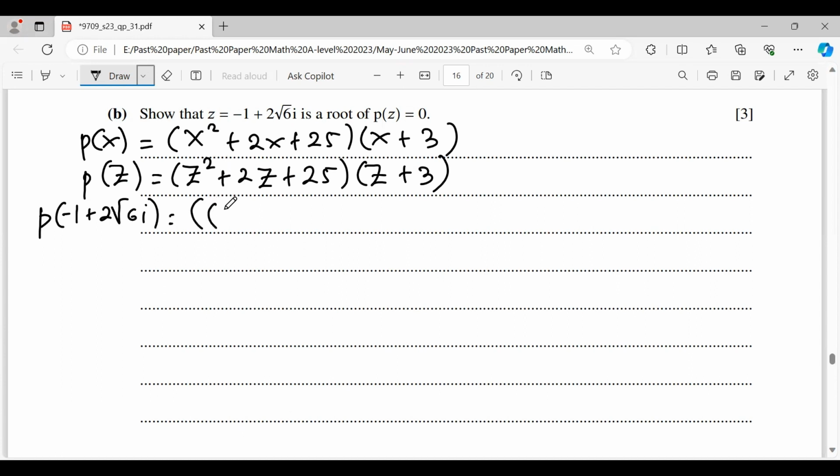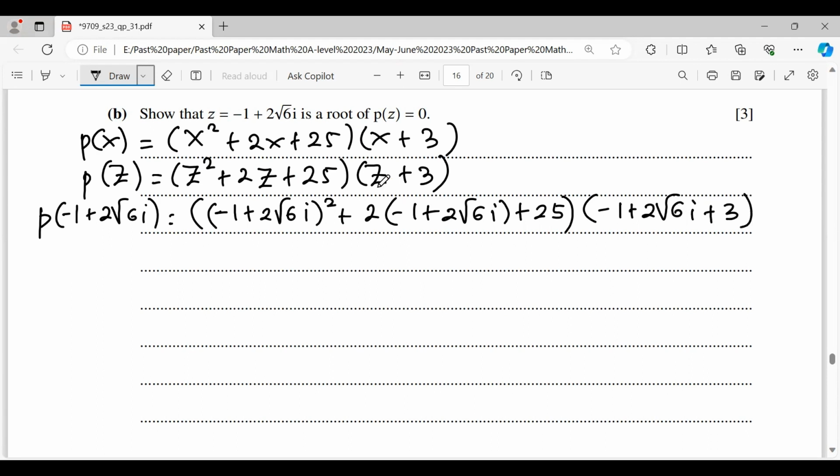So P of negative 1 plus 2 square root 6i becomes negative 1 plus 2 square root 6i squared, plus 2 times negative 1 plus 2 square root 6i, plus 25, times negative 1 plus 2 square root 6i plus 3. We are going to see if we substitute, this expression is going to be 0. If 0, it means negative 1 plus 2 square root 6i is a root of P(z).